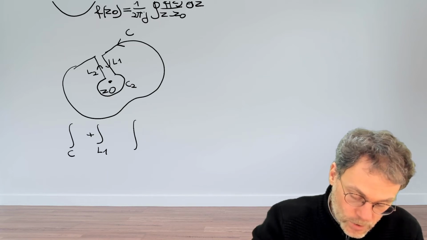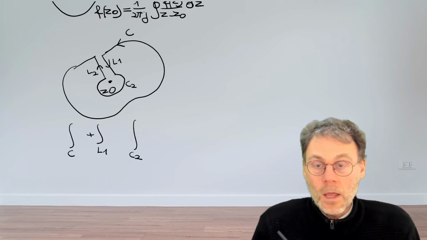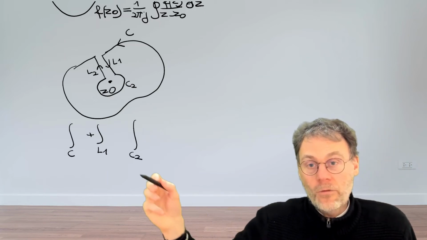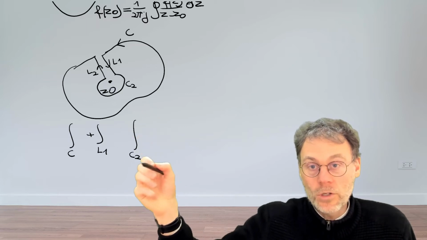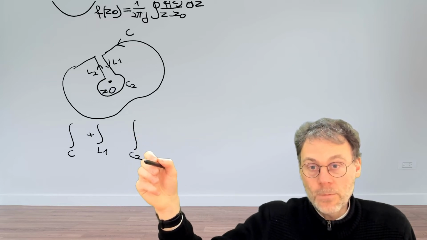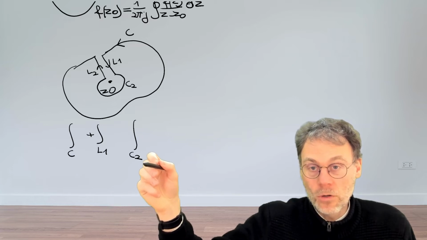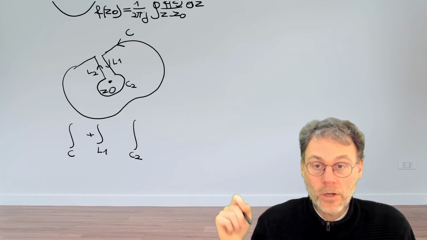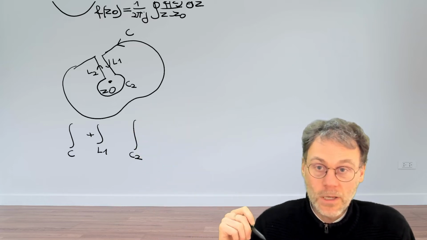Little circle, which we call C2. Now, by convention, if we write an integral here over a certain contour, this means that we move through this contour in the counterclockwise direction. So that's just the convention, basically.